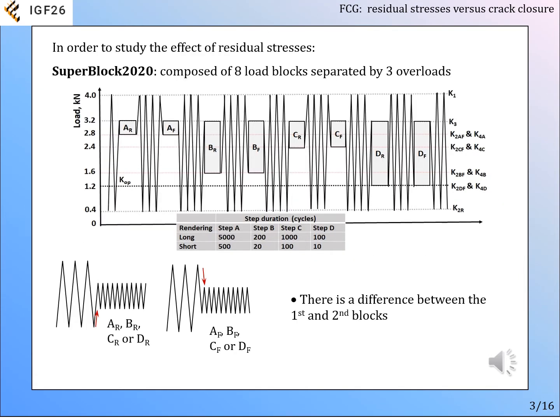In order to study the effect of residual stresses, we consider the Superblock 2020 load pattern. This is composed of 8 load blocks separated by overloads. Note that there is a difference between the first and second load block of the same type. In the first load block, the load increases from the minimum value of the overload, while in the second load block, there is a decrease from the maximum value of the overload.